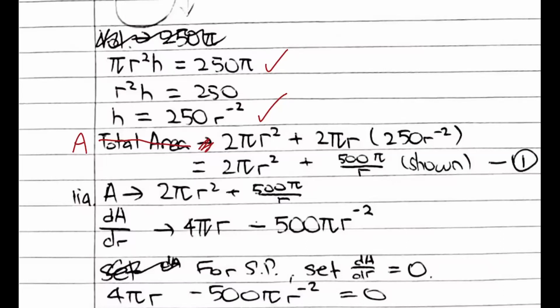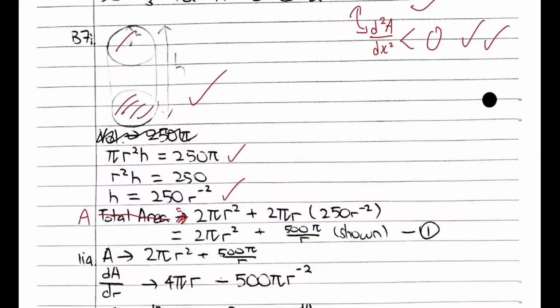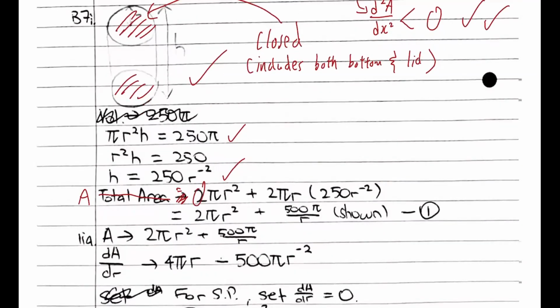So A equals to, what is it? The surface area. Here they are telling you it's a closed cylindrical can, so that means there is a bottom and a lid as well. Includes both bottom and lid. So that means pi r squared, you have to times 2 because there's the base and the top lid. Plus 2 pi r times 250 r power -2. That's 2 pi r, the circumference, multiplied by the height to get the curved surface area.